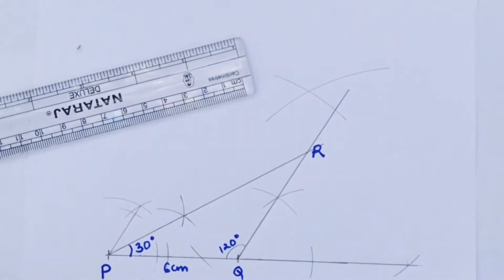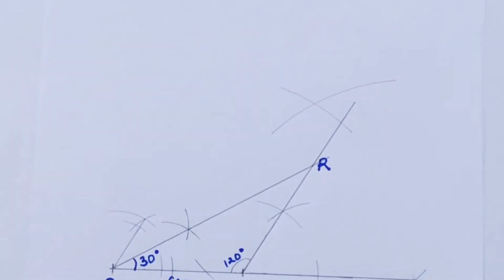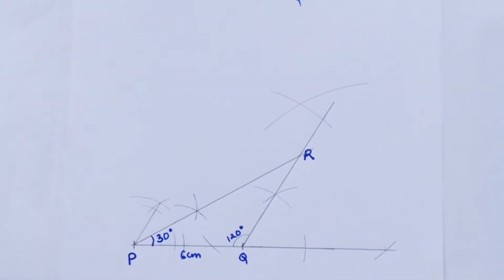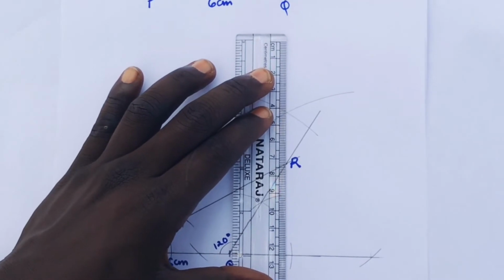Remember, you have to be accurate. You do not need to be shaky, and do not use compasses that are not firm enough. Fasten them, and then you will have accurate drawing.